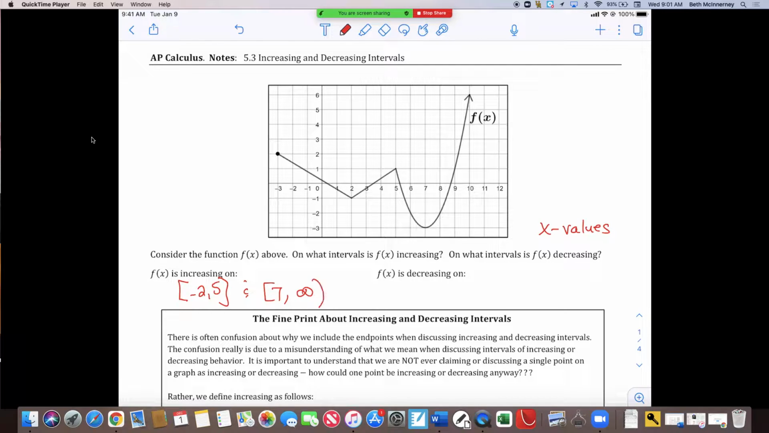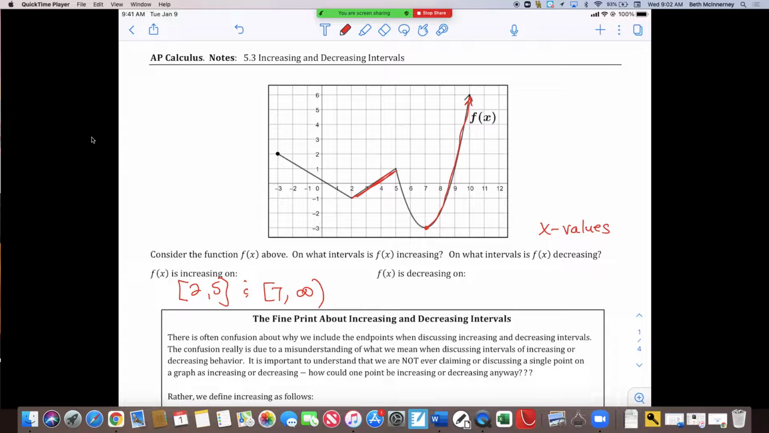Oops, sorry, that's +2, isn't it? 2 to 5, right? Thank you. So from 2 to 5, it's increasing. And then from 7 to infinity, does that make sense? Okay. Sorry, I don't know why I put a negative there.